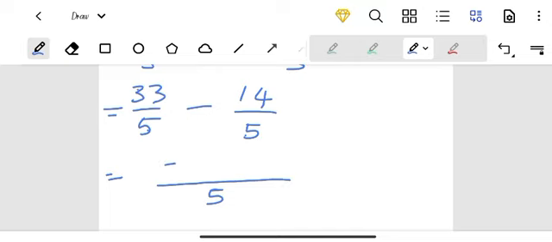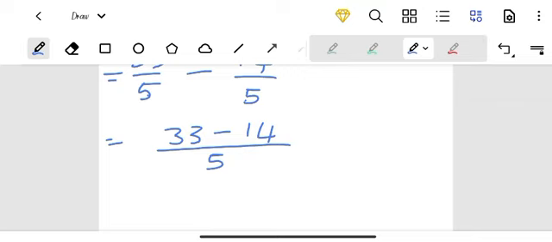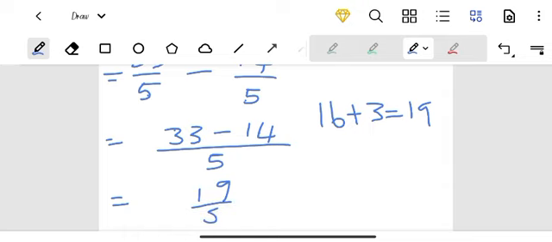And then you're going to say 33 minus 14. The next thing that you're going to have is that minus that. So it's going to be, okay, it's a little bit tricky. So let me just say 30 minus 14, which is going to be 16. Plus the 3 that I removed, so it's going to be a 19. So it means that the answer is going to be 19 over 5.